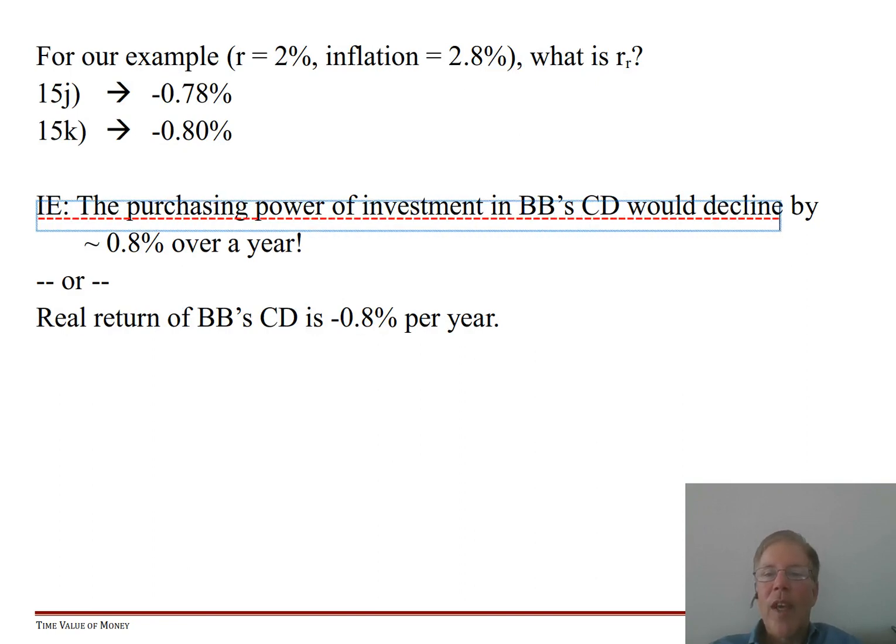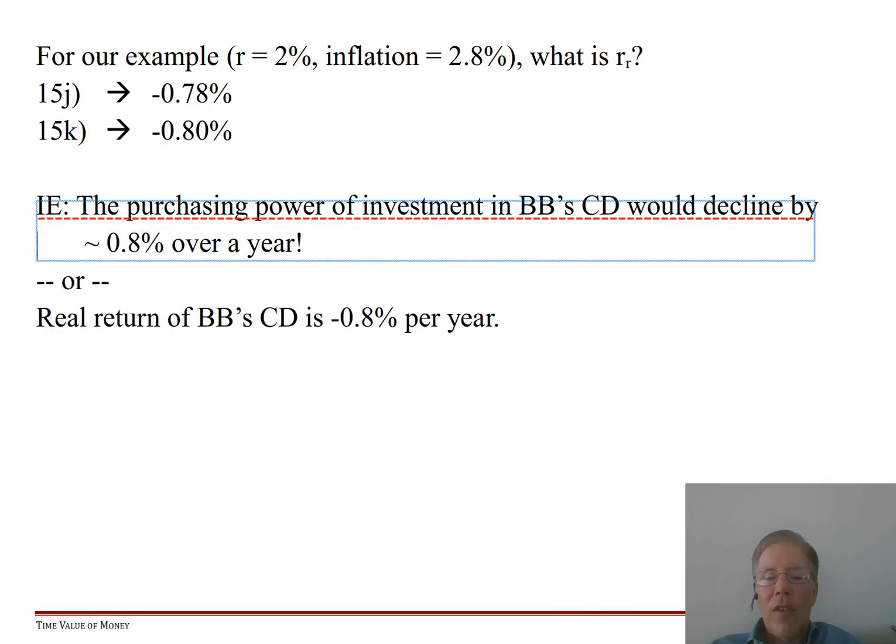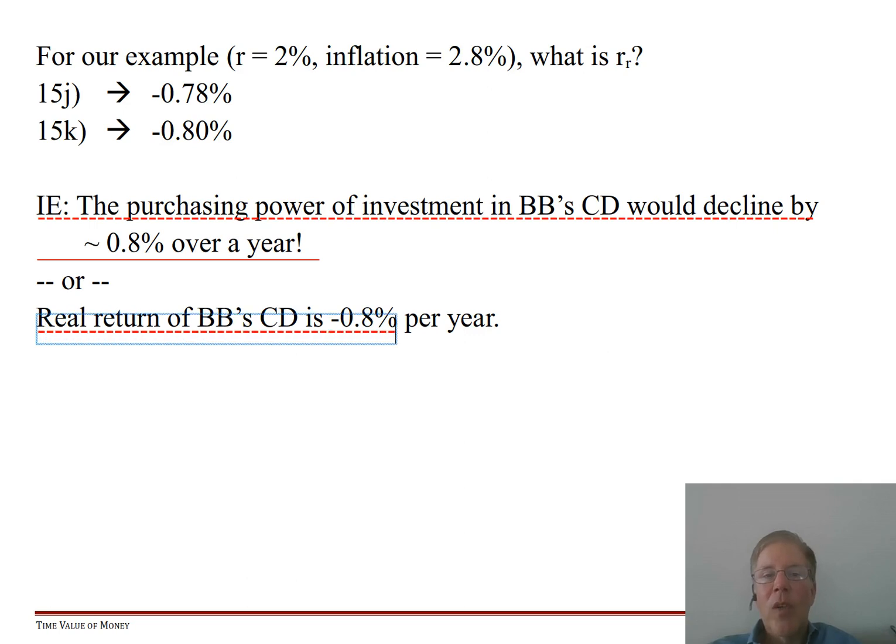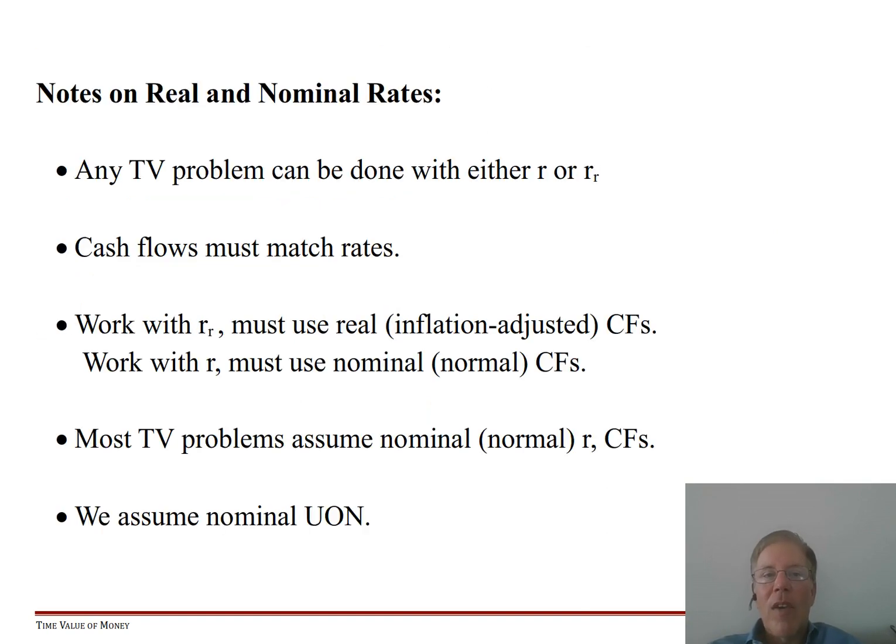And what would we say after doing this analysis? We would say that the purchasing power of an investment in blah bank CD would decline by 0.8% a year. Or, equally good, we could say the real return of blah bank CD is minus 0.8% per year. So that's how we use this.